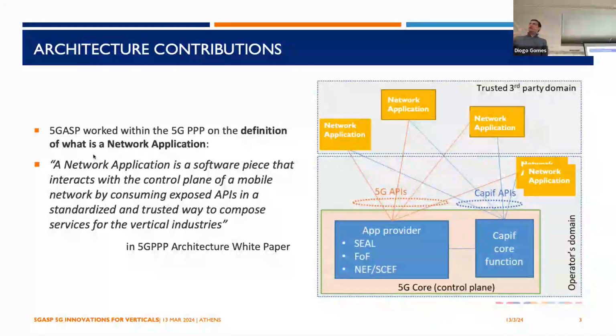And we got to this definition that I show you here, extracted directly from the 5G PPP architecture white paper, that a network application is a software piece that interacts with the control plane of a mobile network by consuming exposed APIs in a standardized and trusted way to compose services for the vertical industries. And we focused ourselves on two main APIs, the 5G APIs provided by the northbound, namely the NEF API, and this is why it was important and is important for us to present to you in two presentations from this one, how the NEF emulator is very important to validate the use of this interface. But we also explored, for instance, the CAPIF interface and the CAPIF APIs.